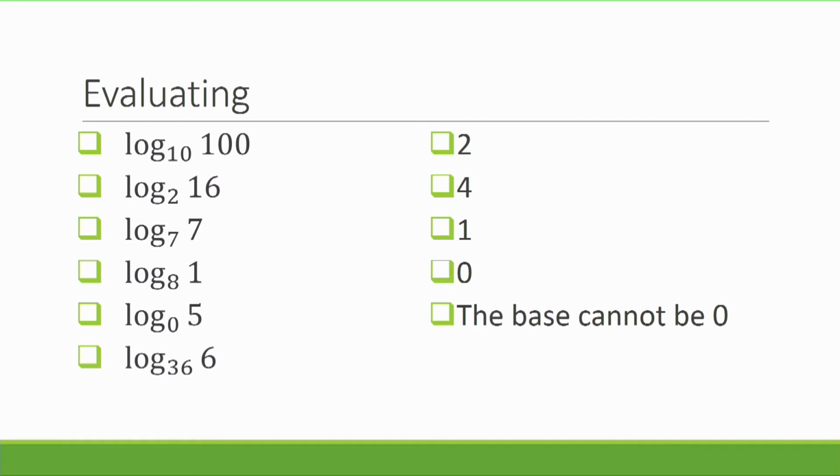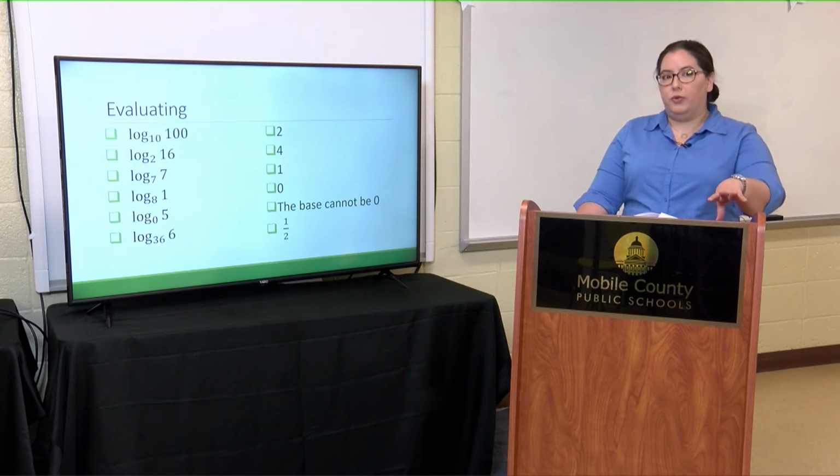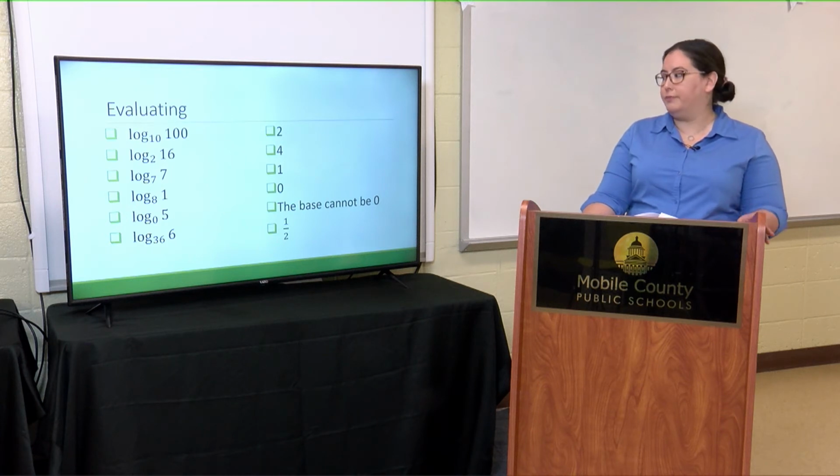This next one's a little tricky, right? What power of 36 would give us 6? Hopefully you got, well, we know that 6 is the square root of 36, which would give us a power of 1/2. If you remember, you're switching from radicals to exponential form. So I want you guys to know that the answers to a logarithm can be negative and can be fractions. Okay, but our argument and our base cannot be negative.